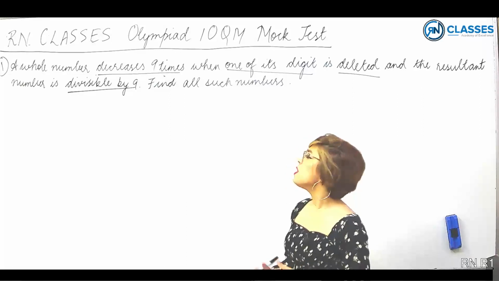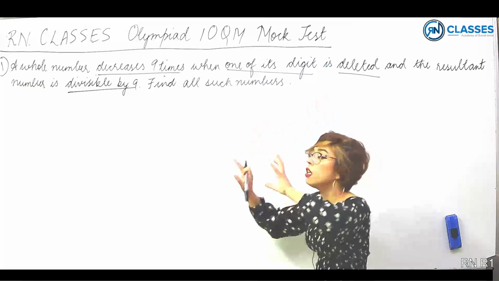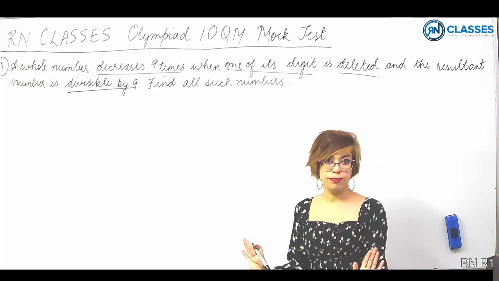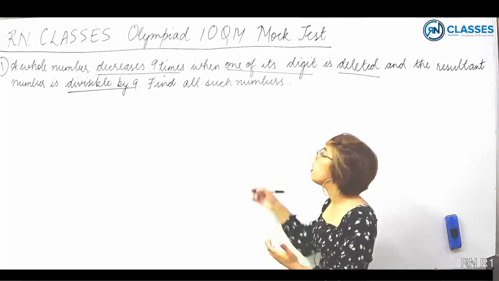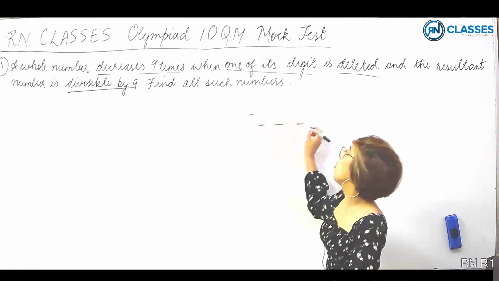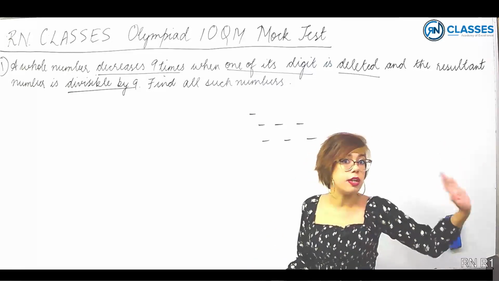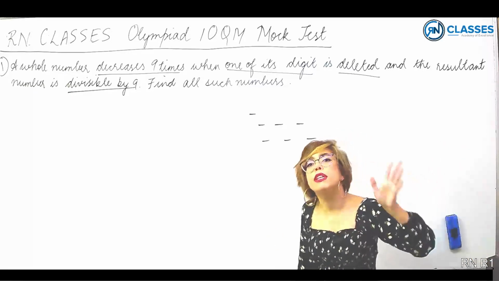Right? Now, first of all, he says a whole number decreases 9 times when one of its digits is deleted. Now, which digit I do not know. I don't know whether the number has one digit only, 3 digits, 4 digits, 5 digits, or whatever the case may be. Or maybe it has 10,000 digits. I don't know that. He says when one of the digits.